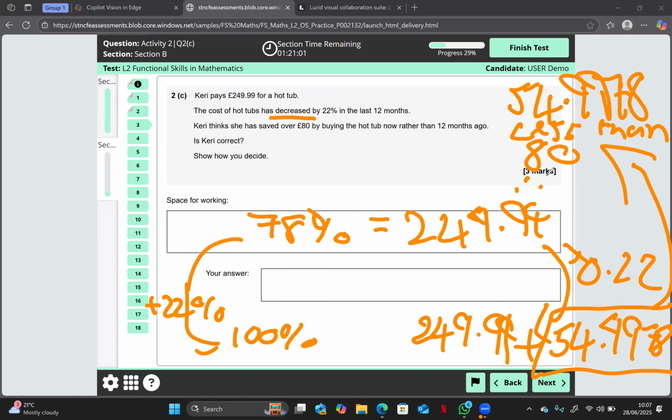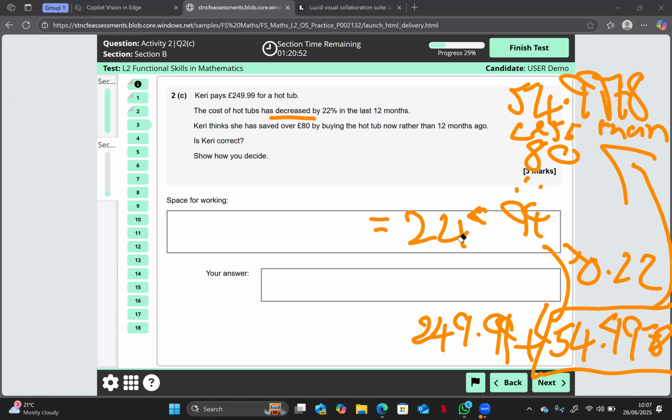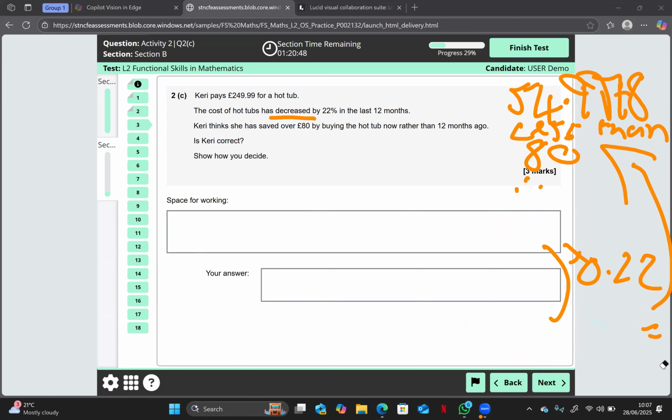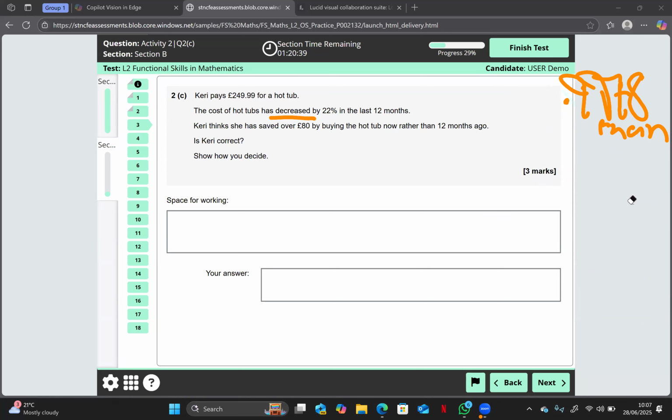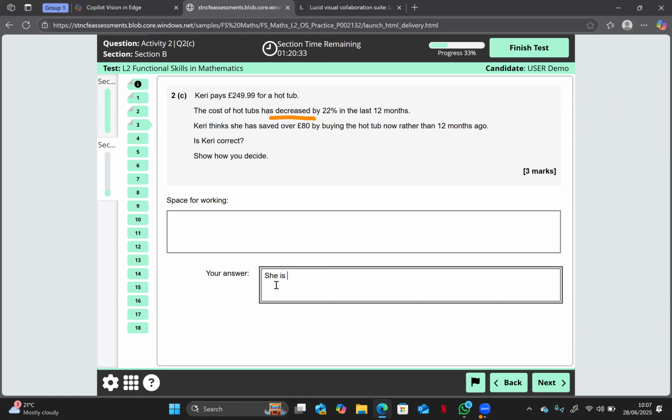Therefore, she was not correct. She is not correct because we get that the increase is 54.9978, which obviously is smaller than 80. Therefore, she is not correct.